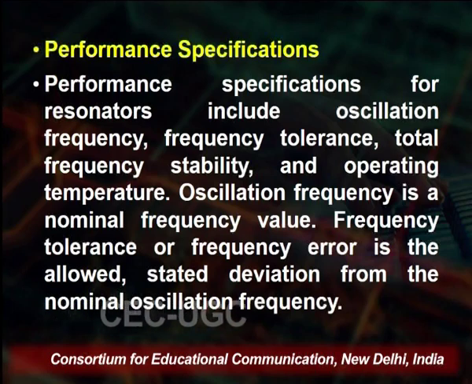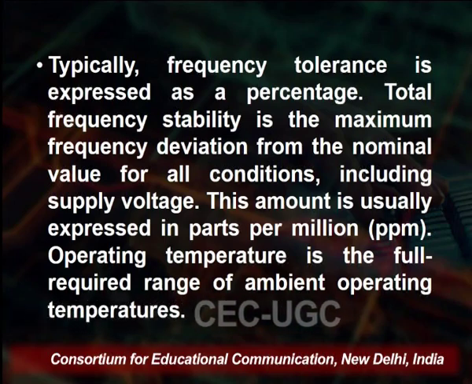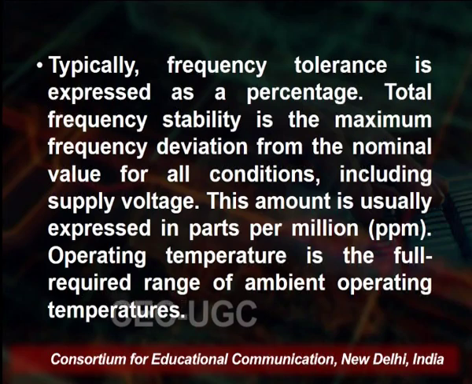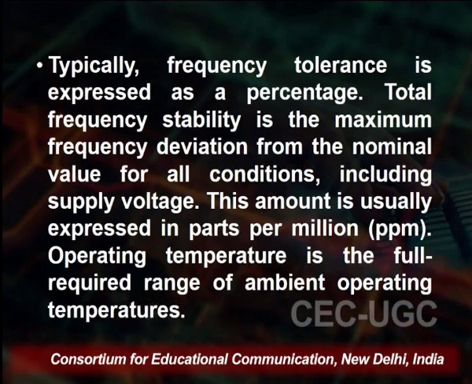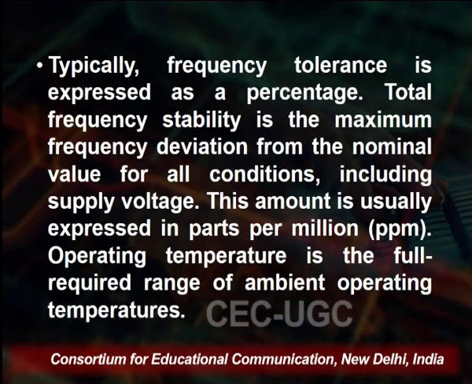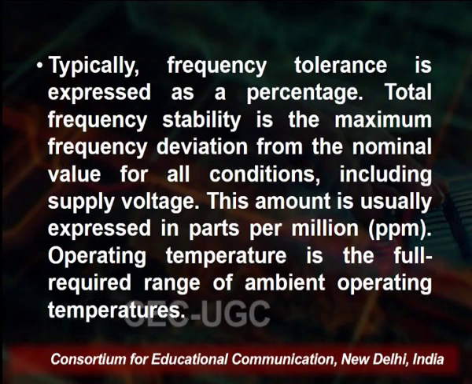After that, tolerance means frequency error from the nominal, and typically frequency tolerance is expressed as a percentage. How can we calculate it? Total frequency stability is the maximum frequency deviation from the nominal value for all conditions, including the supply voltage. This amount is usually expressed in parts per million, defined as ppm, and that defines the frequency tolerance.